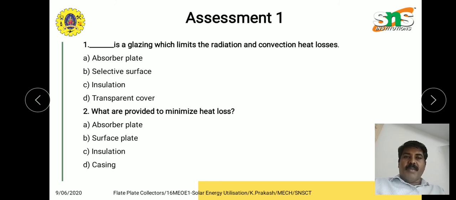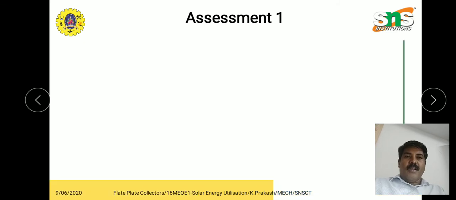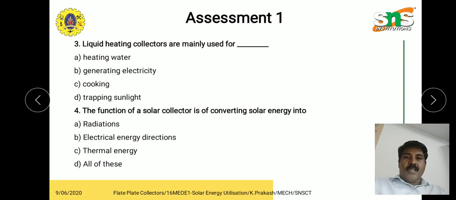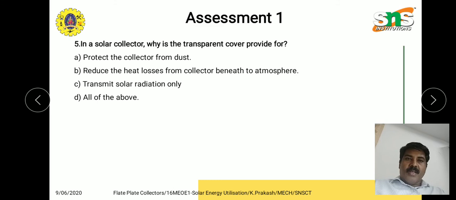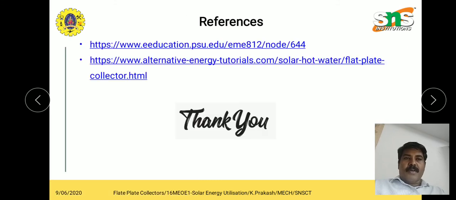Why is the glazing material used? What is provided to minimize the heat loss? These assessment questions we will have later. And in the solar collectors, transparent covers are provided. And these are my references. I have made my references from educationpsu.edu and from alternative energy tutorials. You can also visit these sites to have more knowledge.